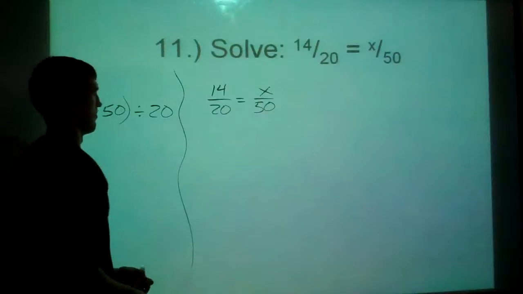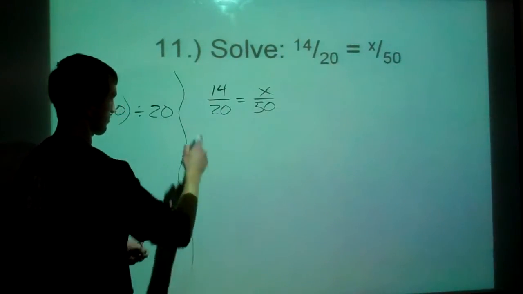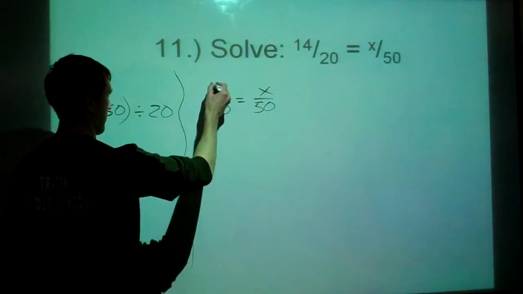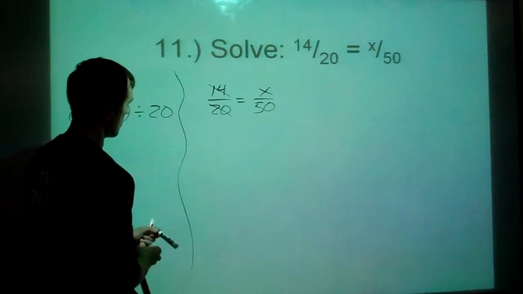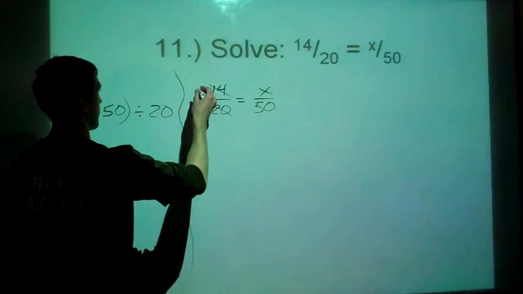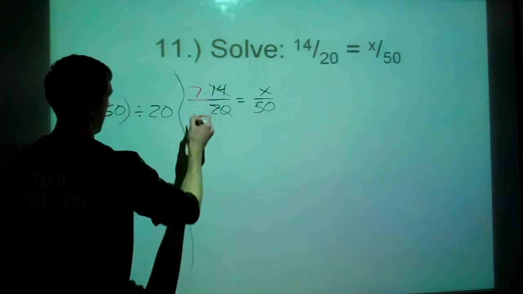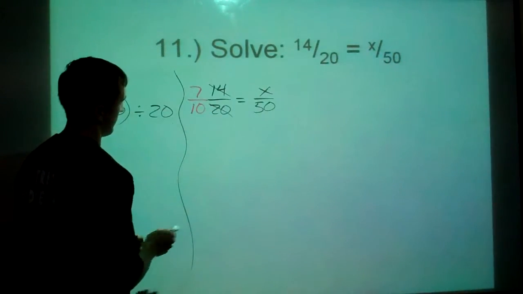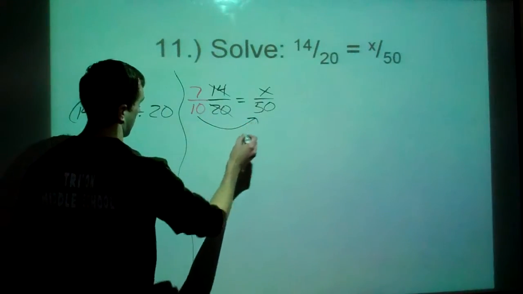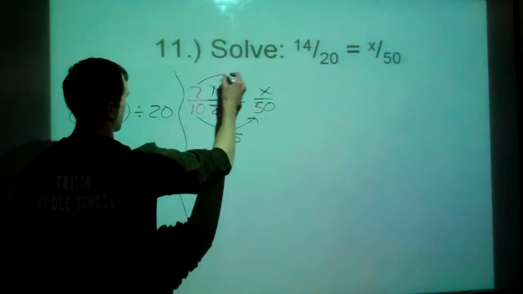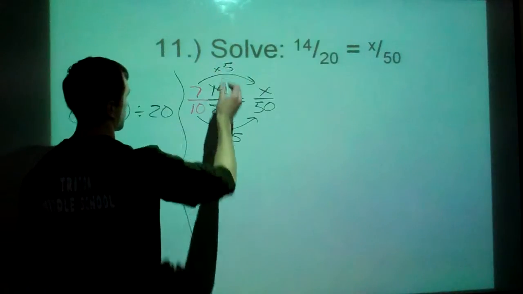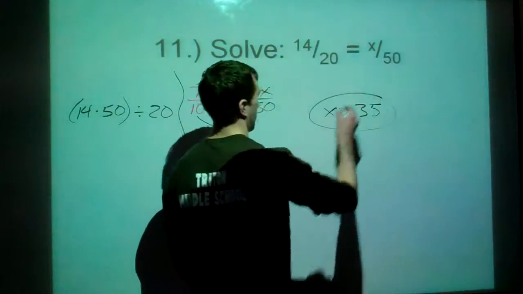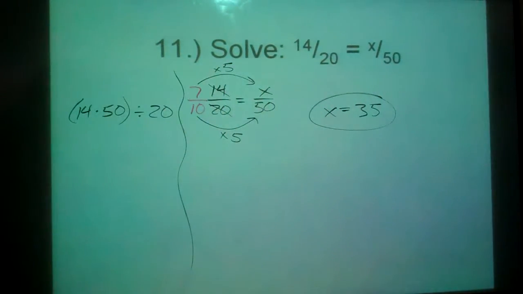However, one other thing we could do, we can reduce this by dividing by 2. So we can turn this into 14 divided by 2 is 7, and 20 divided by 2 is 10. And now I can see, in order to get from 10 to 50, I multiply by 5. So 7 times 5 should be our answer. X should be 35. Alright, so whichever way you want to do it.